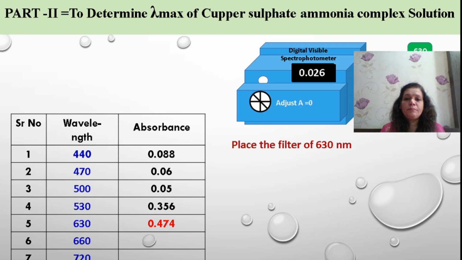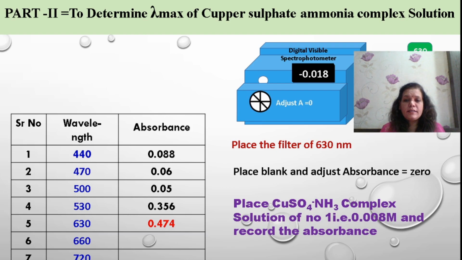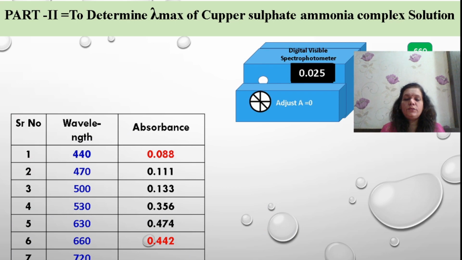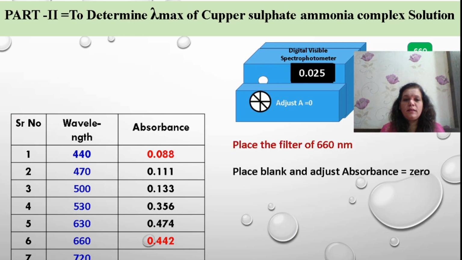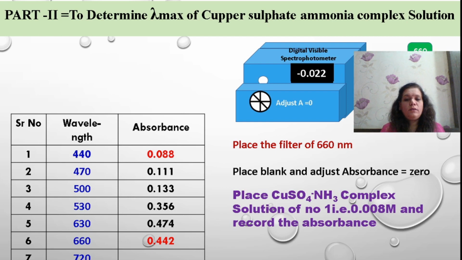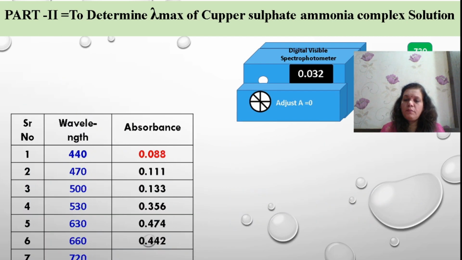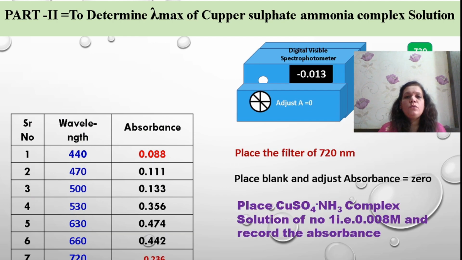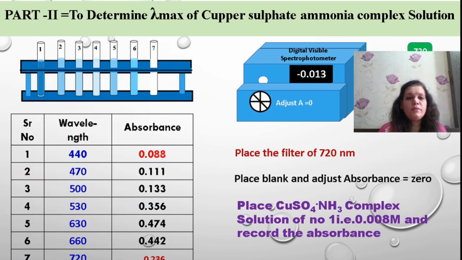At 630 nanometer, check the blank, adjust the absorbance and find out the absorbance for solution number 1. Check out for 660 nanometer. Yes, very good. You have to adjust the absorbance to 0, place your colored solution, find out the absorbance. Well done. So you have done for all available wavelengths, you have found out the absorbance for the solution number 1, that is 0.008 molar solution. This is highly colored solution.